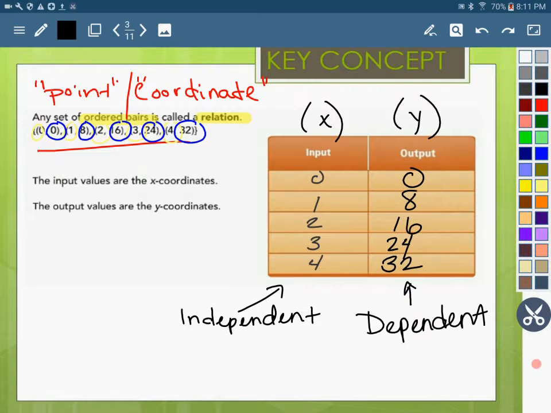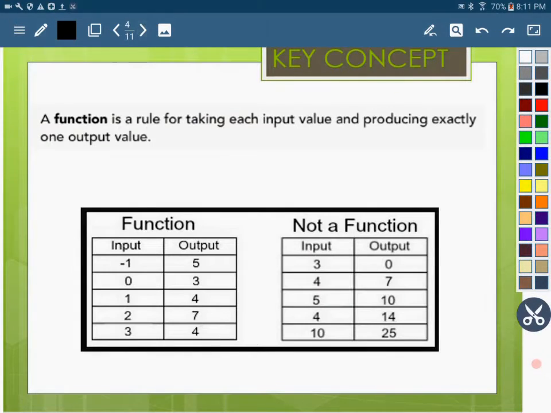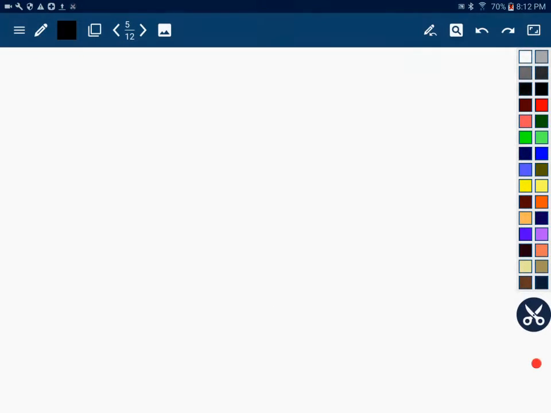So now let's talk about how we can define these relations as functions. A function is a rule for taking each input value and producing exactly one output value. Now, before I get to talking about these two tables, I'm going to make a quick sketch of what I'm talking about is a function.